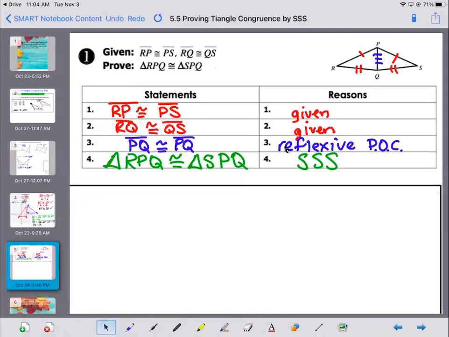And the reason that they're congruent is side, side, side. Remember that this right here is always your last line, okay? And your reasoning for this one is side, side, side.